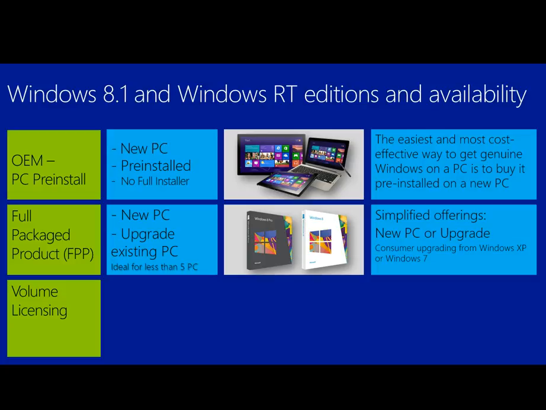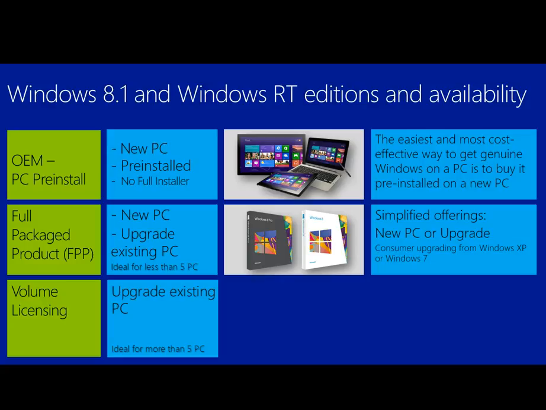But it doesn't mean that if you have more than 5 PCs, you can't buy FPP. No, you can buy FPP if it's more than 5, or if you have 100 machines. That's fine. But it's just a recommendation. Next, volume is for upgrade only. So there's a pattern. OEM is for new PC only. That's it. FPP is for new PC without an operating system if you want to install the operating system separately, or for upgrade. Then volume is upgrade only.